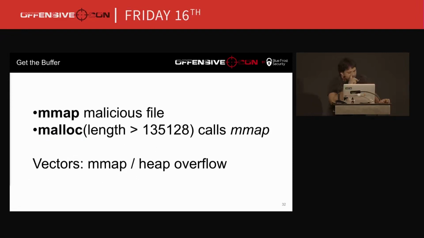How to get this buffer? To get this buffer, first of all, you can use a mmap of a malicious file, like I already said, right? And the second one is a malloc with a big length. GNU libc works so that when you call malloc with a big length, it just calls mmap without using the current heap. So if you have some mmap and heap overflow, you can use it to, for example, get the TCB or get inside the libDL and do crazy stuff.